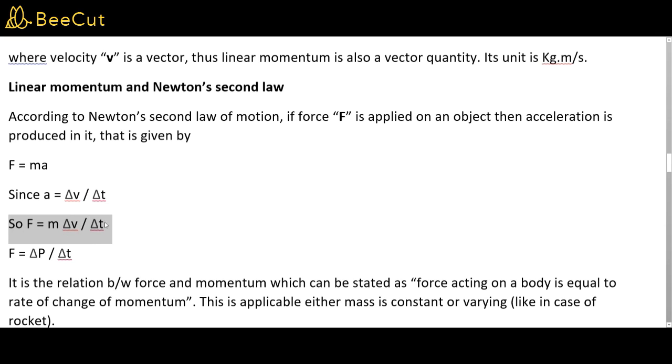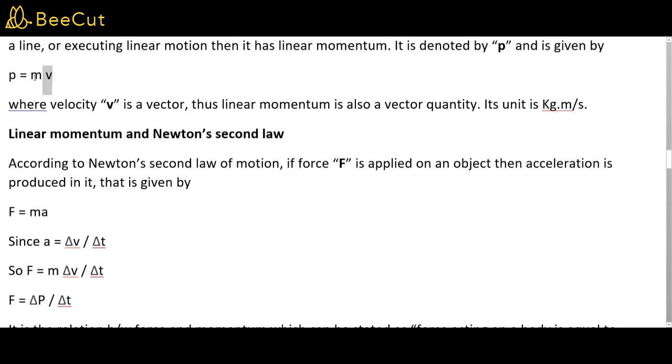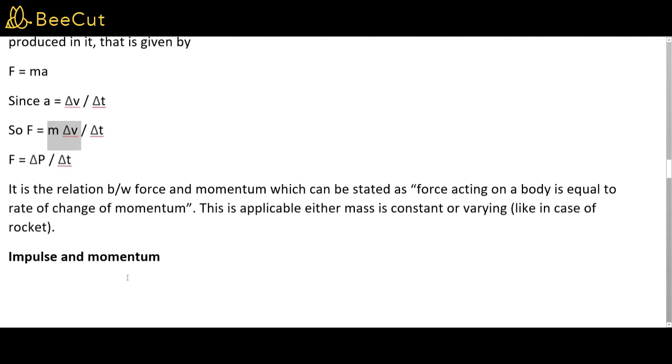As I already mentioned, p = mv, so m delta v is replaced by delta p. Delta p means there is a change in momentum since velocity is being changed. It is concluded from this relation that the rate of change of momentum is equal to the applied force on that object, or the force that is driving that object to move.